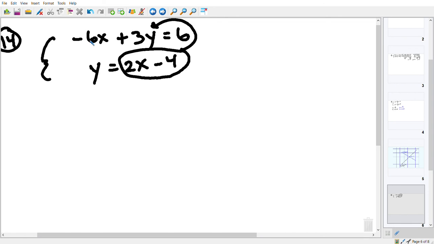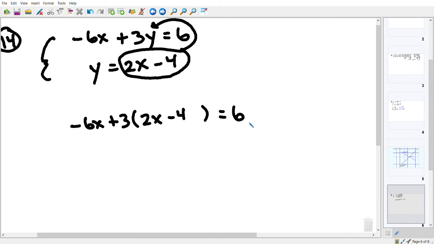So I'm going to skip a line and put my new equation. It's going to be negative 6x plus 3, but instead of y, that is my parentheses. And again, remember, whatever you circled, that's what goes inside your parentheses. So 2x subtract 4, equal sign and a 6.